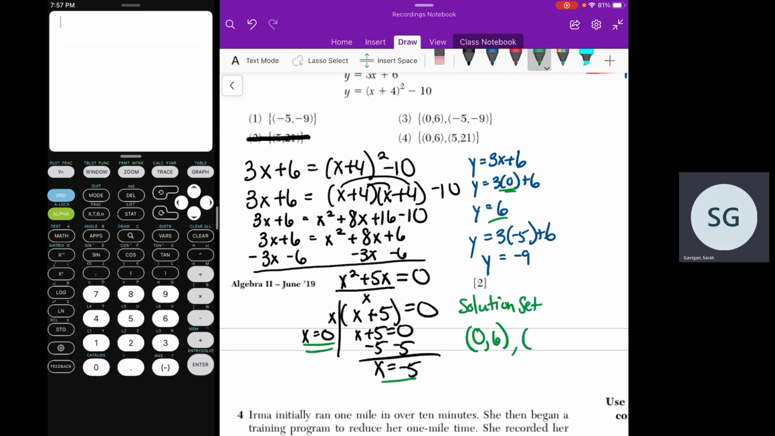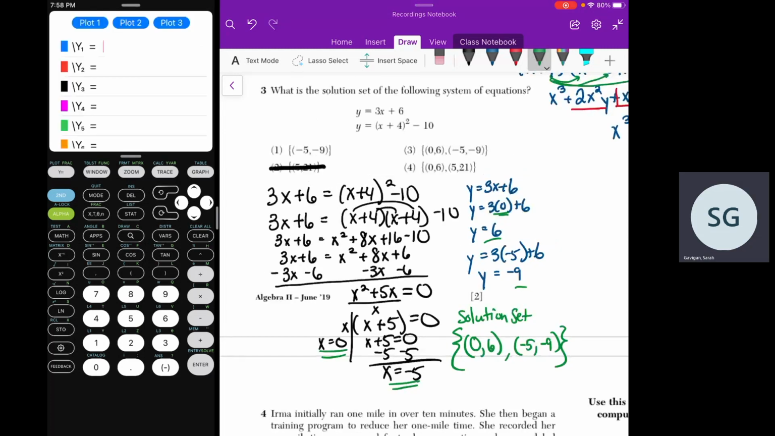And my other point, x equals -5, went with -9. A solution set should be put in curly brackets. That's the algebraic method. Now that took a long time. On your final exam, you might want to go to your y equals screen and type that in.